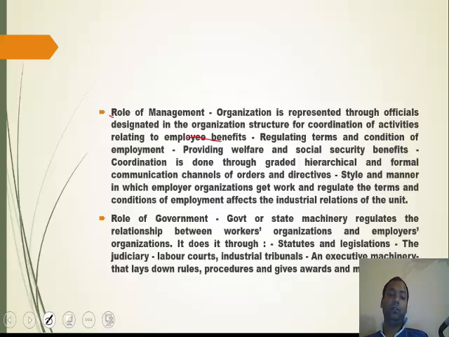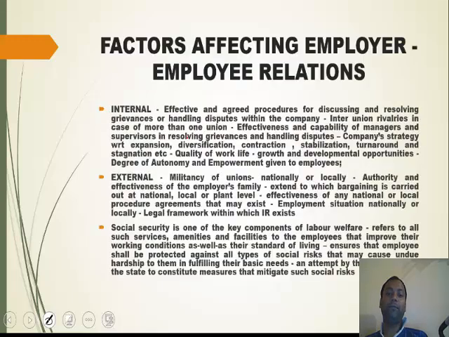The style and manner in which employer organizations get work done and regulate the terms and conditions of employment affects the industrial relations of the unit. Now, the role of government in industrial relations. Government or state machinery regulates the relationship between workers' organization and employers' organization. It does so through statutes and legislations, judiciary, labor courts, industrial tribunals, and executive machinery that lays down rules and procedures, gives awards and monitors them.